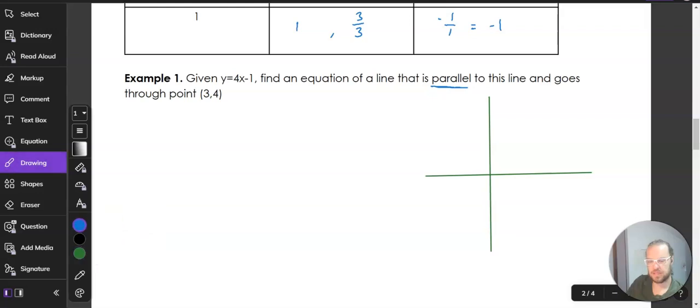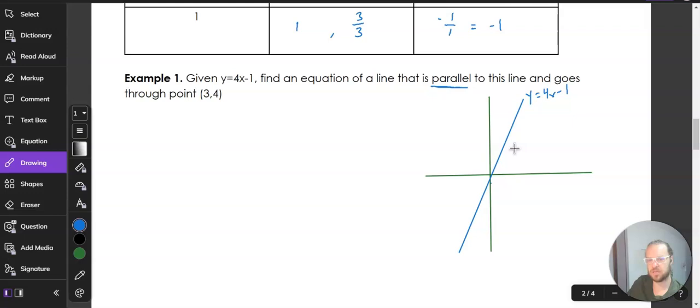Just going to give you a bit of a sketch as to what's going on here. So this one here, 4x minus 1, is going to go through this point, and it's going to be fairly steep. Oh, hang on, my writing tablet stopped working here. Just one sec. All right, there we go. So it's going to be quite steep like that, and this would be our line y equals 4x minus 1. And what we want to do is find a parallel one that's going to go through this point 3, 4. So it's going to go through a point that's somewhere over here, okay?